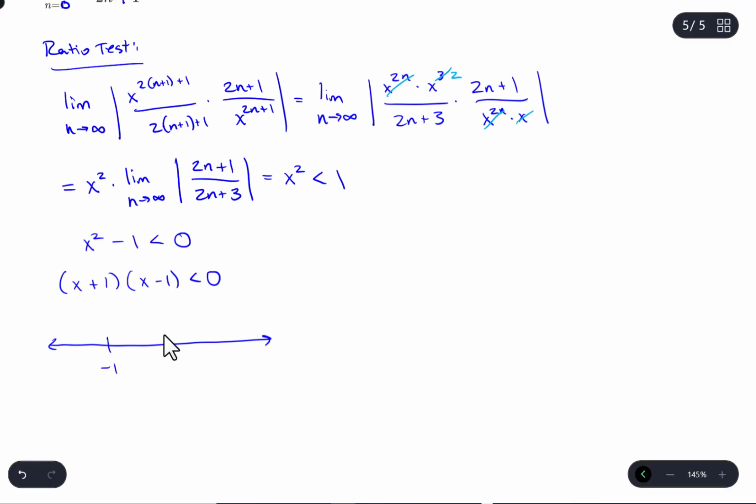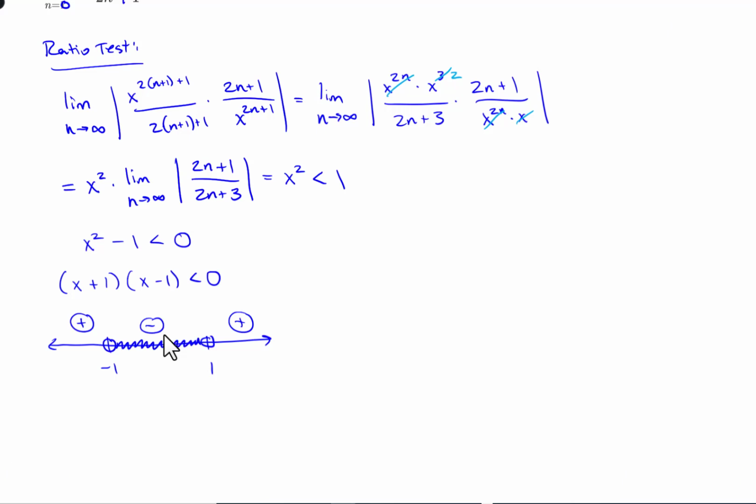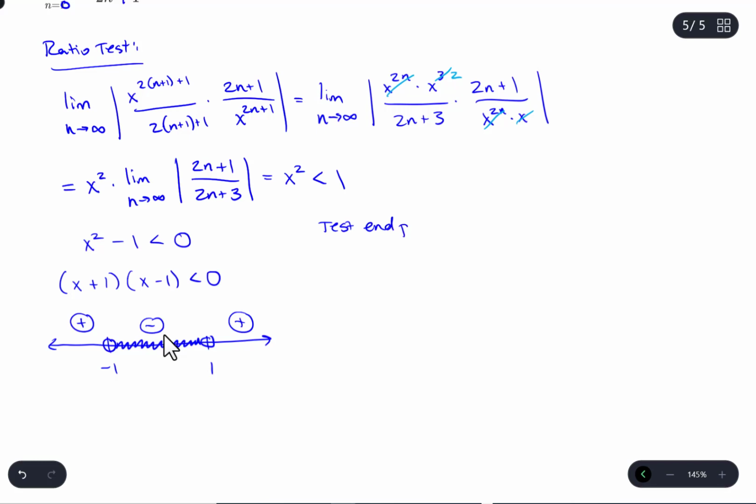So the zeros are -1 and +1. If you test these values, if you put in -2, it would be negative times negative, which is positive. If you put in 0, that would be a negative result. If you put in 2, that would be a positive result. So it looks like this would be less than 0 on this interval right here. So we have the interval currently from -1 to +1, but we need to know about the endpoints. So we'll do that next.